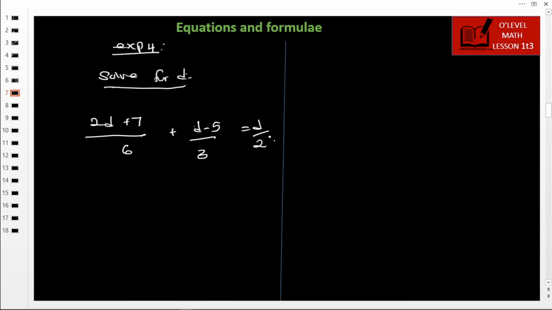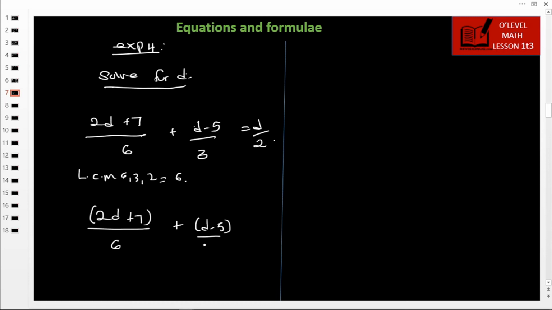Now here I can use the LCM approach. I'm just showing you that we can use addition, the way we add fractions, or we can use the LCM throughout to ignore the denominators. The LCM of 6, 3 and 2 is 6. Therefore (2D + 7), because there are two unlike terms, I put them in a bracket, over 6, then plus (D - 5) over 3 is equal to D over 2.